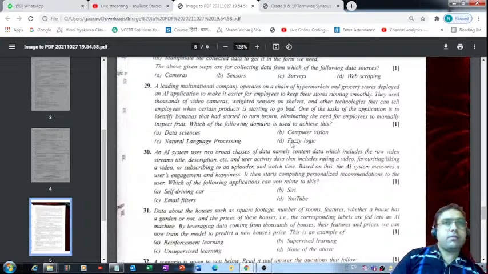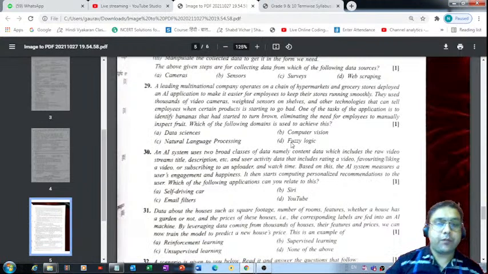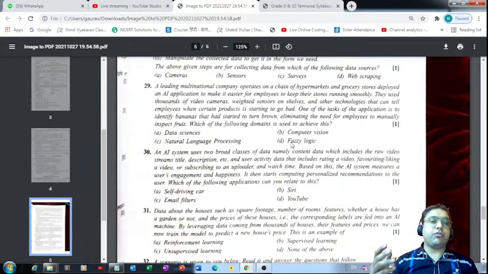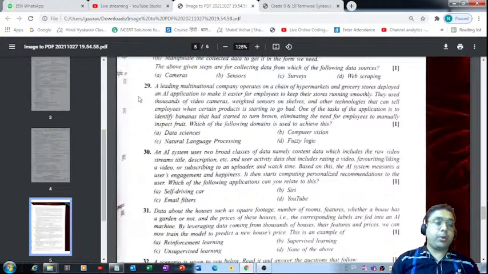Fuzzy logic is also a domain of AI, and we generally use it when we have to make decisions, when we have to create an artificially intelligent machine which can help us in taking correct decisions. So for that we use fuzzy logic, right? So what should be the correct answer of question number 29 according to you?